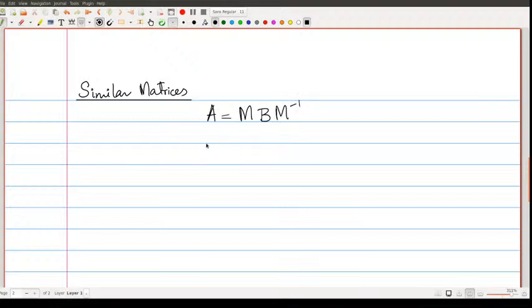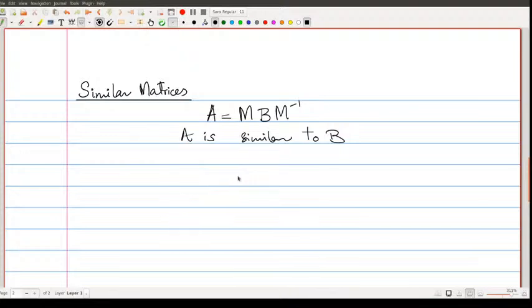Okay, the next idea that I want to discuss is something that I briefly mentioned, when we talked about similar matrices. And now I want to look at similar matrices in the context of diagonalization, right? So I said that similar matrices are something like this, that A is similar to B if A equals M times B times M inverse. So I say A is similar to B. And that's the definition.